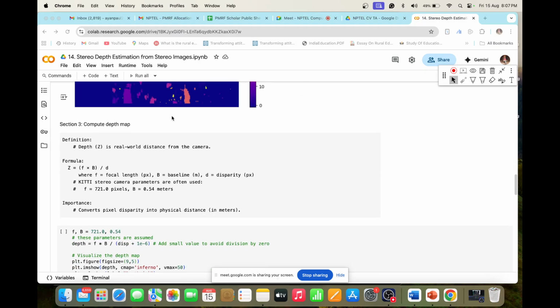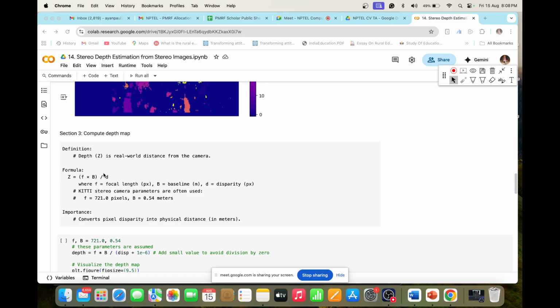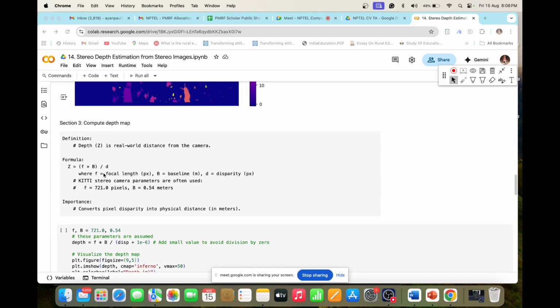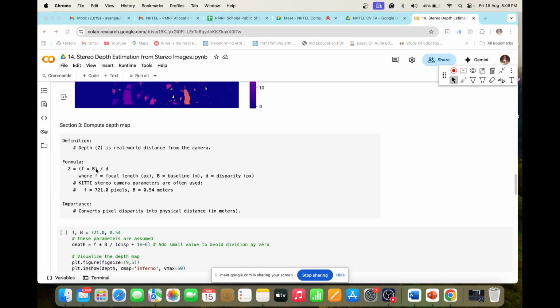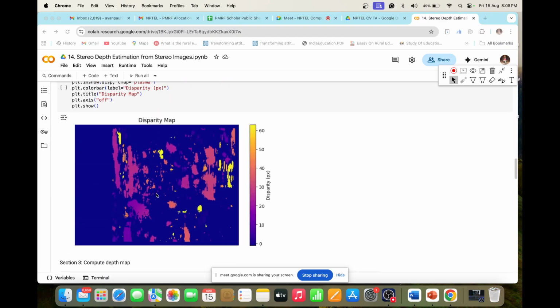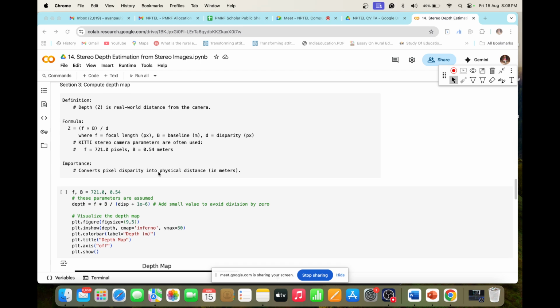Similarly, you can compute the depth map. Depth is f into Tx, or you can also call it the baseline, divided by, as I have told you, the disparity, that is x minus x dash. So if you have f and you have b, and you already got the disparity, you can compute the depth. In every stereo image pair you have the same value of f as well as the same value of b. Whenever you are making a depth dataset, you will have the same value of f as well as the same value of b.